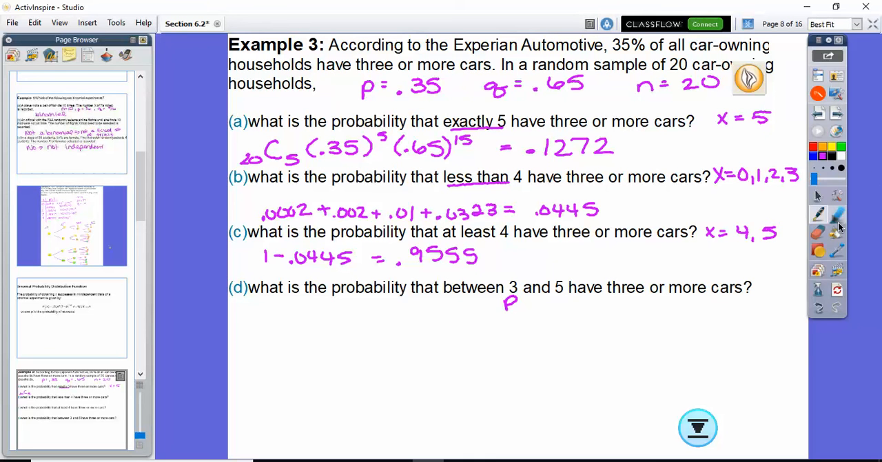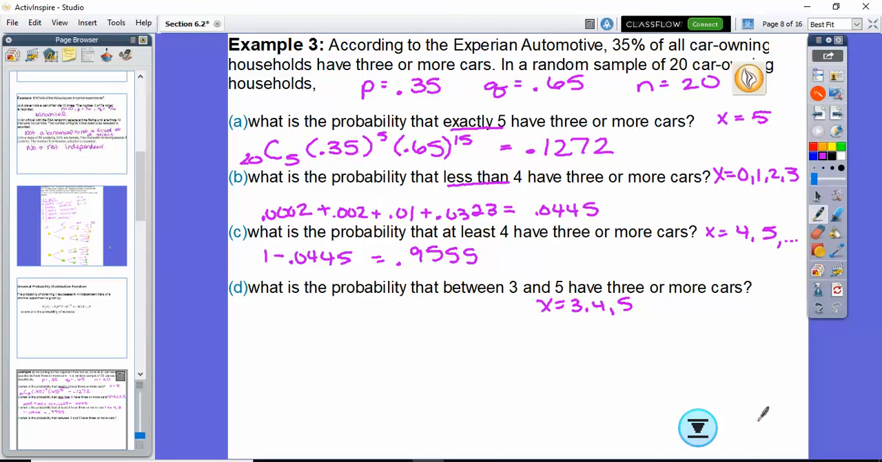So that means it could be 3, 4, or 5. How do we know that there's only like max 5 cars? Because I thought we would go all the way up to 20. Oh, yeah. You're right. You would add up all the way up to 20. Sorry. But the complement would be faster than adding all of those up on the table.